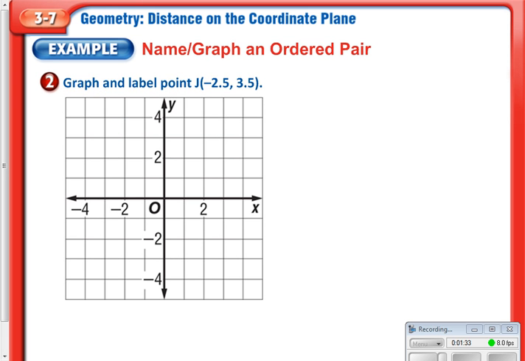Example 2, graph the point -2.5 and 3.5. Again, start from your origin. -2.5 is the x value, 3.5 is the y value. So we're coming from our origin, move to the left 2.5 spots, wind up about right in here. Now you need to move up 3.5 spots. So 1, 2, 3.5. There's point J for this graph.